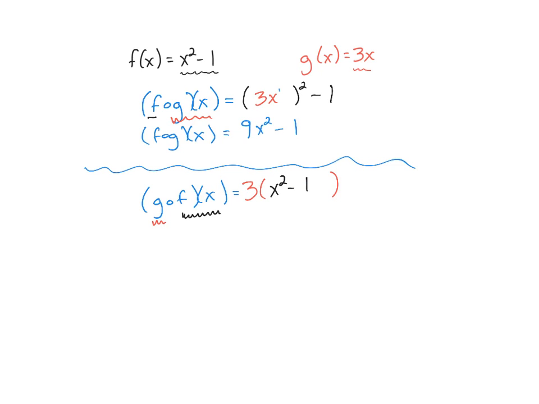Now it's just a matter of simplifying. I'm going to take the 3 and distribute it into the parentheses, and we get 3x squared minus 3. So g of f of x is equal to 3x squared minus 3.